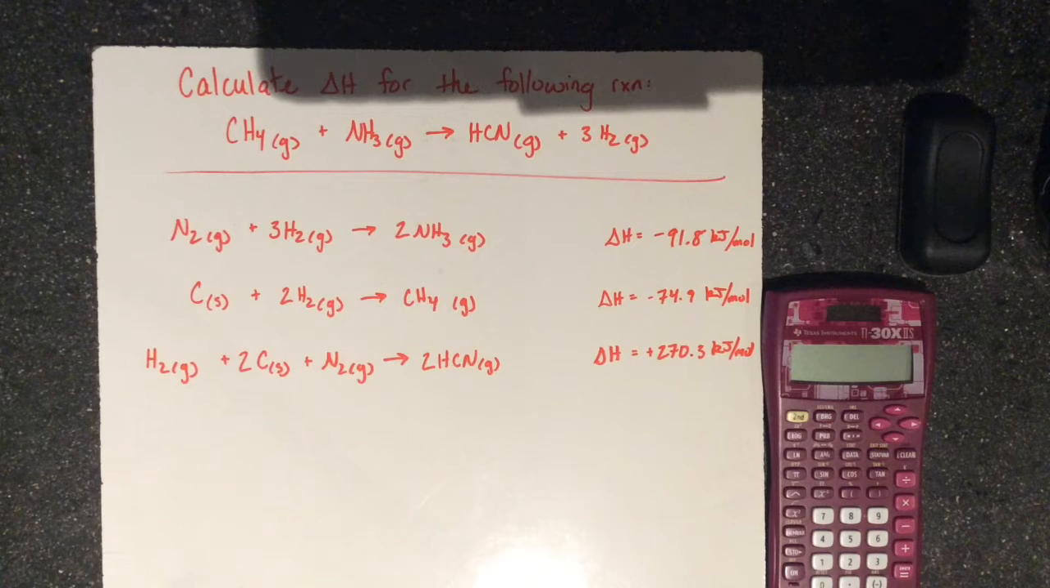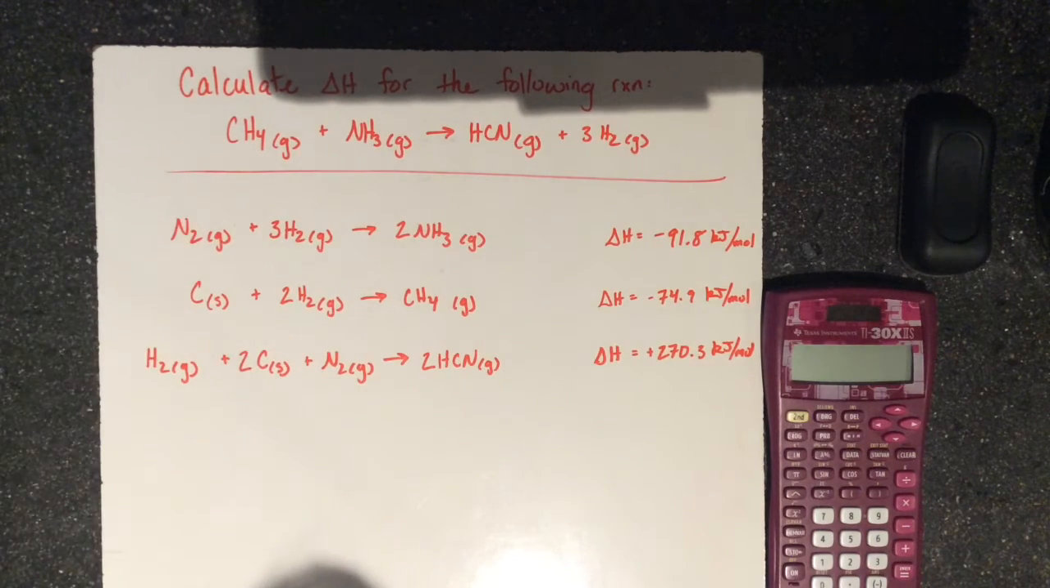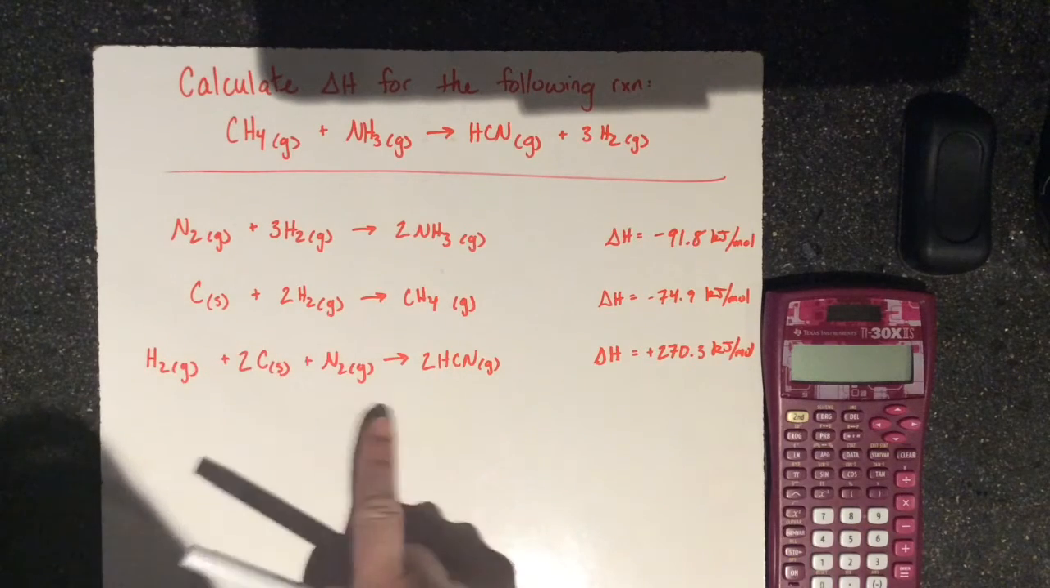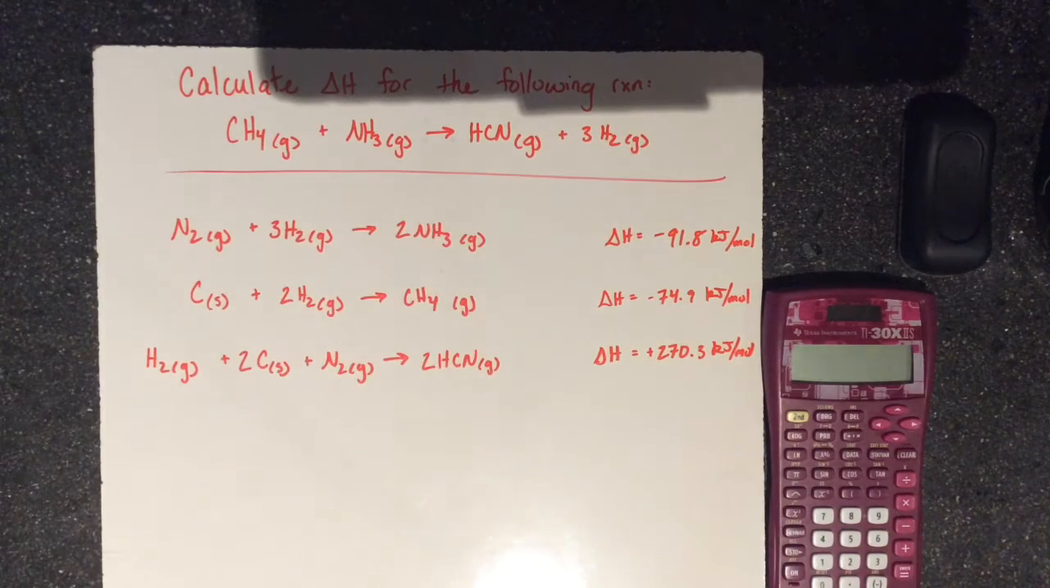So we need to figure out ways to manipulate these three reactions so that they can add up and look like this one. So the process goes like this. We need to figure out, first of all, by looking at each of these reactions individually, what we need to do to each one to make it so that it adds up to that one.